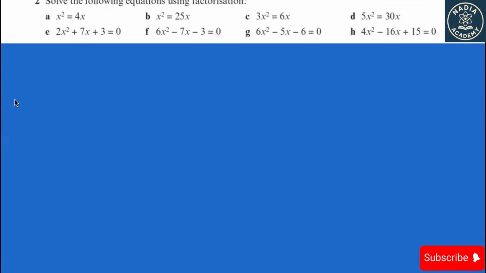Okay, let's solve a few more questions where our value of A is not 1. So how would we solve those questions? For example, here we have question 2E, and our question is 2x square plus 7x plus 3 is equal to 0. We need to solve this quadratic equation using the method of factorization.